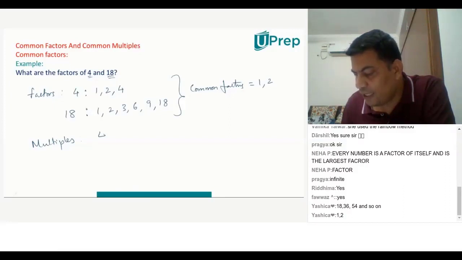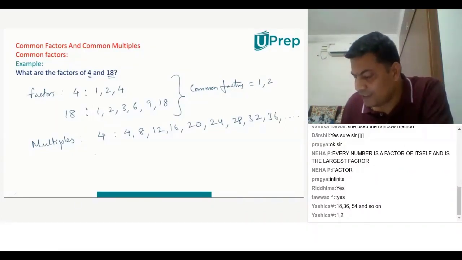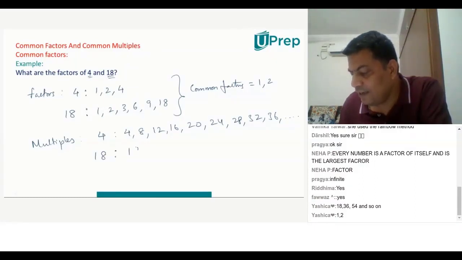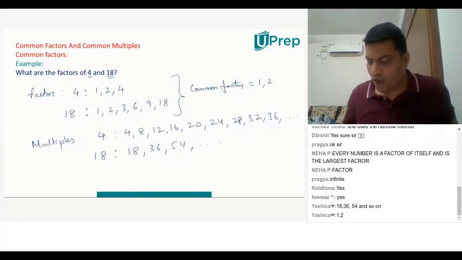Now multiples of 4. Tell me, what are the multiples of 4? 4, 8, 12, 16, 20, 24, 28, 32, 36, 40, and so on. Now next we'll write multiples of 18. 18, 18 twos are 36, 18 threes are 54, and so on. Now let's write a couple of common multiples.